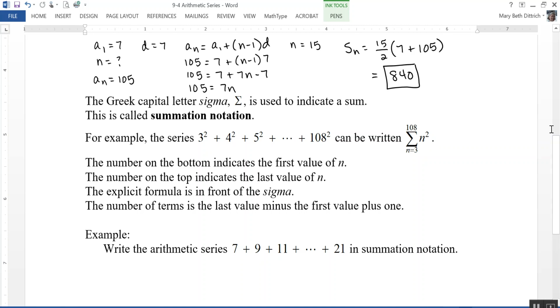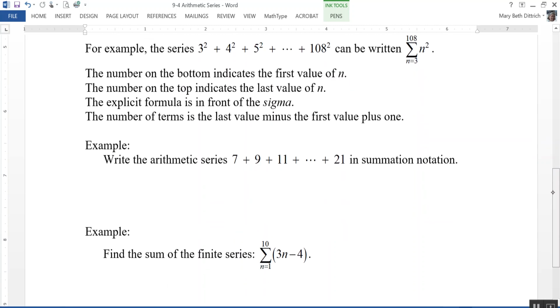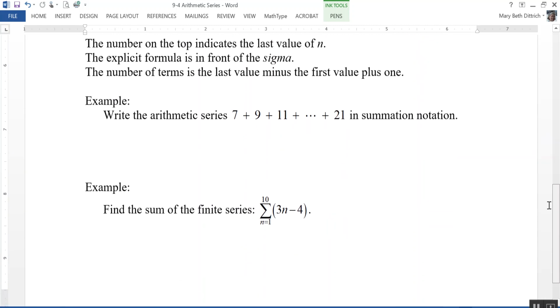So our example here says, write the arithmetic series 7 plus 9 plus 11, dot, dot, dot, plus 21 in summation notation. So let's go ahead and list what we know. I know that a sub 1 is 7. I know that my common difference is 2. I know that a sub n, my last term, is 21, but I don't know what my n is.